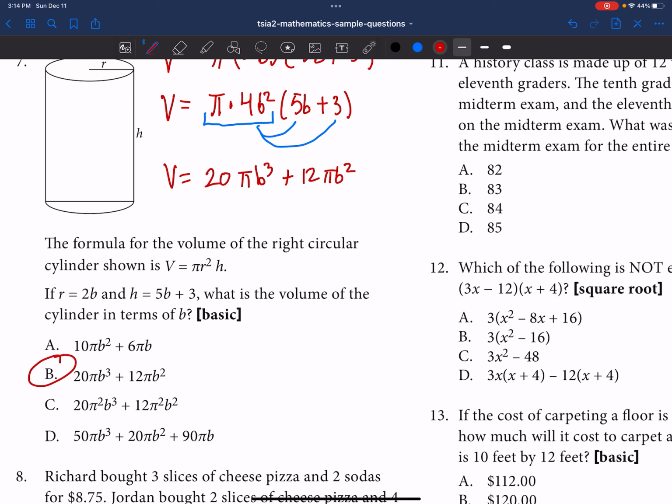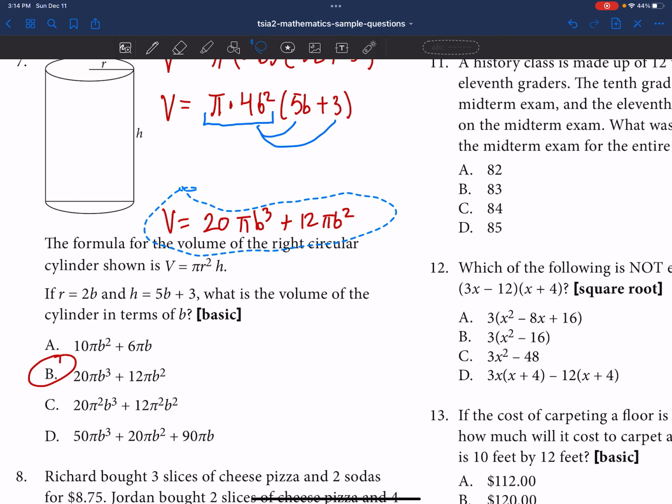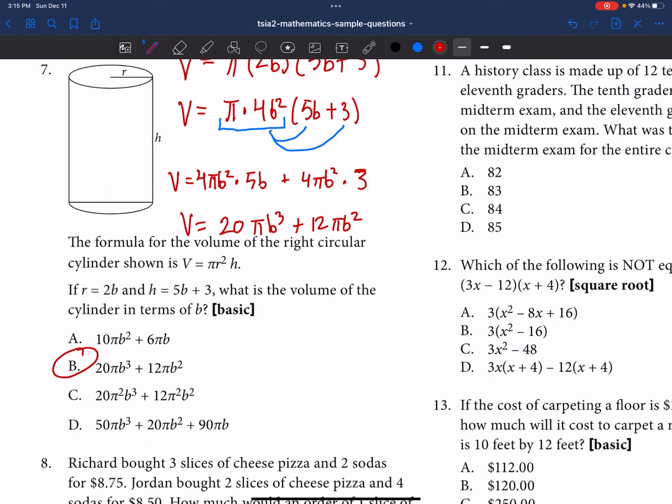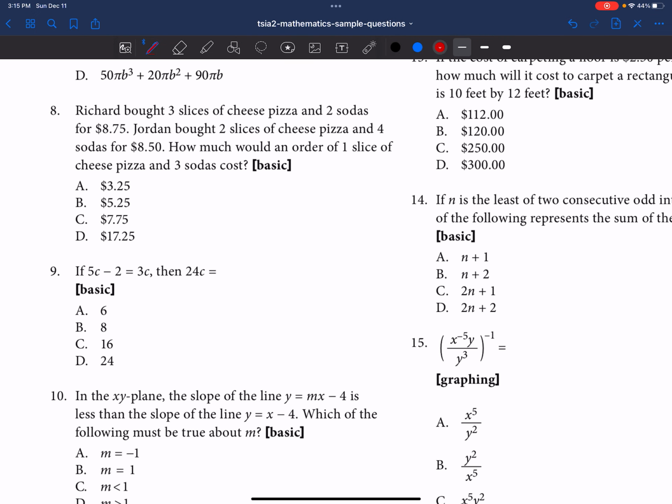Simple distribution. You know, just to make this very clear with my key, allow me to lasso this. I'm going to make this super clear. I'm going to pull that down here. So there's no doubt. It says V equals 4 pi b squared times 5b plus 4 pi b squared times 3. Okay? Now there should be no question as to how I did that. Okay. On to number 8.